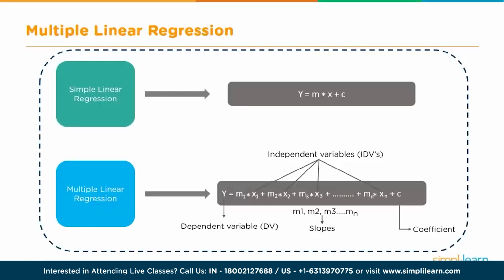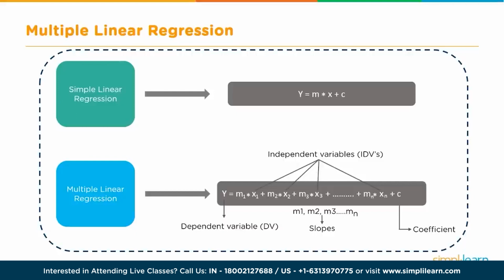So in multiple linear regression, we'll start with the simple linear regression, where we had y equals mx plus c, and we're trying to find the value of y. Now with multiple linear regression, we have multiple variables coming in. So instead of having just x, we have x1, x2, x3. And instead of having just one slope, each variable has its own slope attached to it. As you can see here, we have m1, m2, m3, and we still just have the single coefficient.